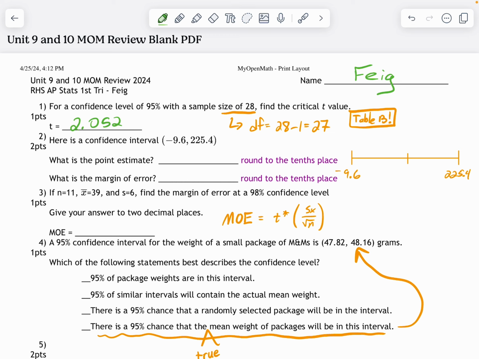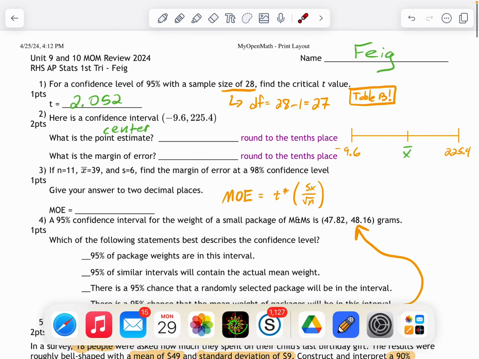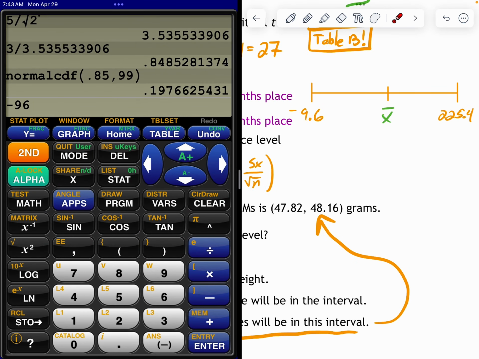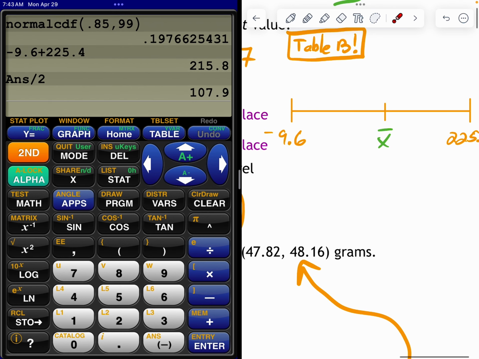Number two, here's the confidence interval. You'll have your own numbers, of course. And we're looking for the point estimate, which is just the center. In this case, it would be an x bar because these are not proportions, these look like means. Once you draw this, it's pretty obvious. You just got to find the center, add up and divide by 2: negative 9.6 plus 225.4 divided by 2. That's your middle. So 107 for me.